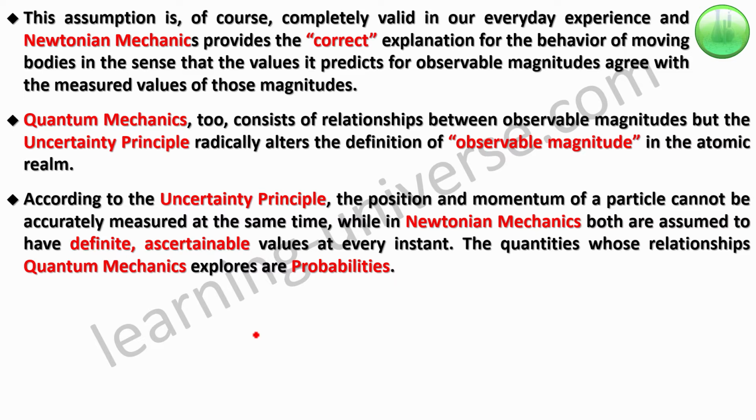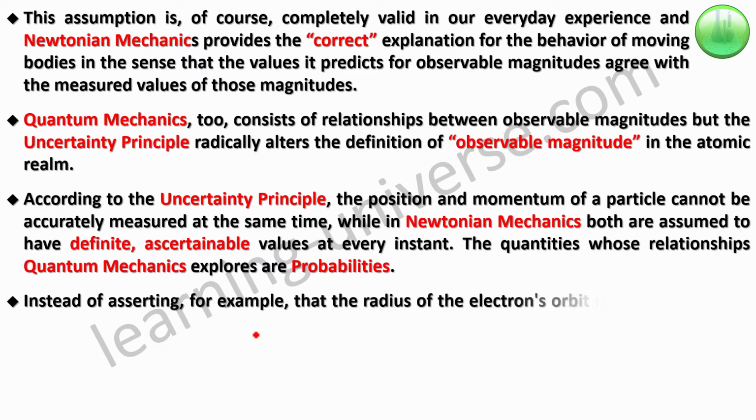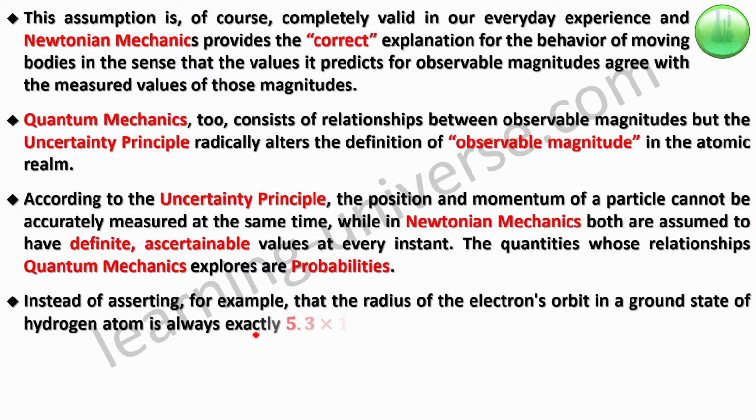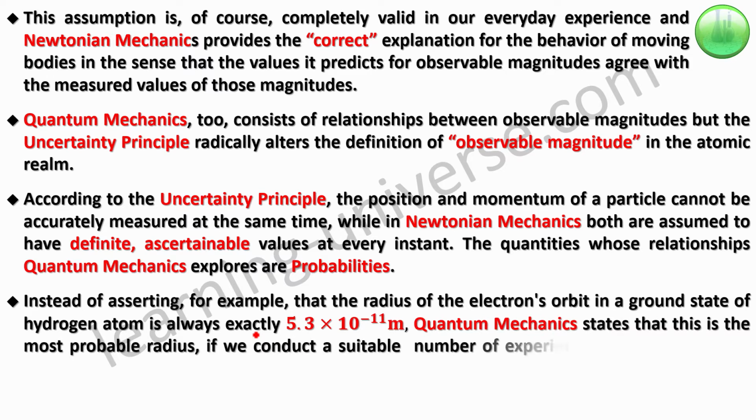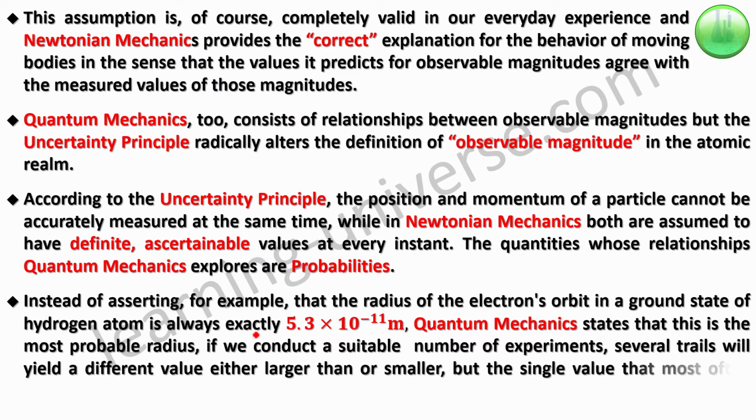For example, instead of asserting that the radius of the electron's orbit in the ground state of hydrogen atom is exactly 5.3 × 10^-11 meters, quantum mechanics says that this is the most probable radius. If you conduct a large number of experiments, several trials will yield a different value, either larger or smaller, but the single value that most often would occur is 5.3 × 10^-11 meters.